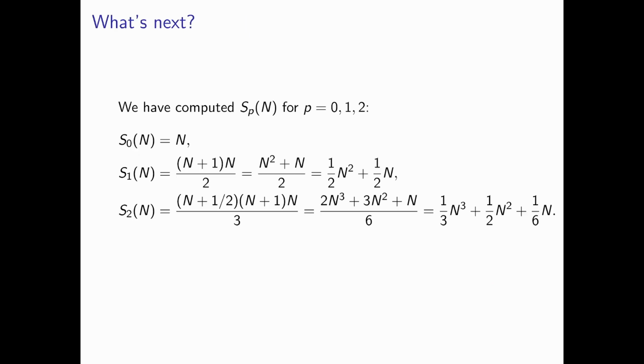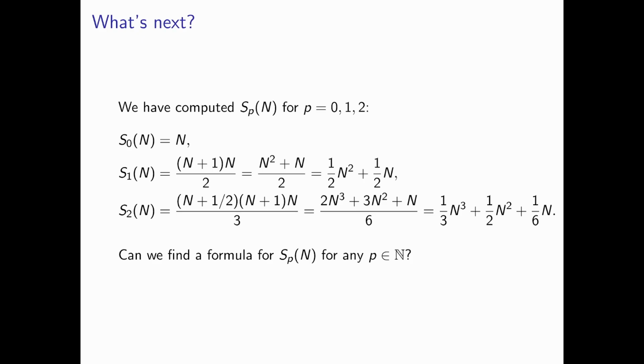With all this, we have now computed s sub p of n for p equals 0, 1, and 2, and I've written down all these formulas below in some alternative ways. But what happens after this? Where do we go from here? Well, let's ask some questions. First off, let's ask whether we can find a formula for s sub p of n for any natural number p. What we have already suggests this might be the case, but can we really be certain that all we have done so far can be generalized to any number p?